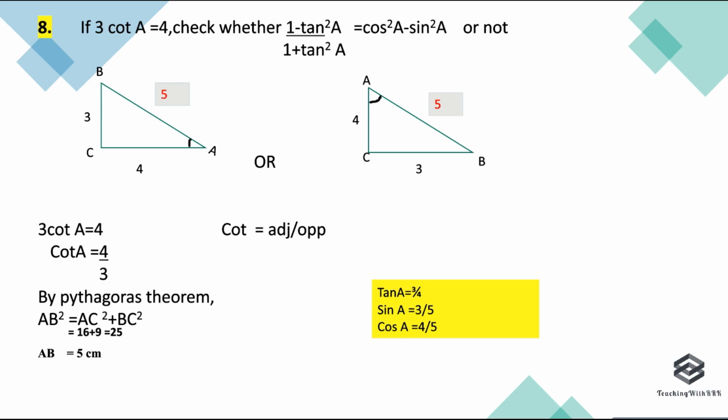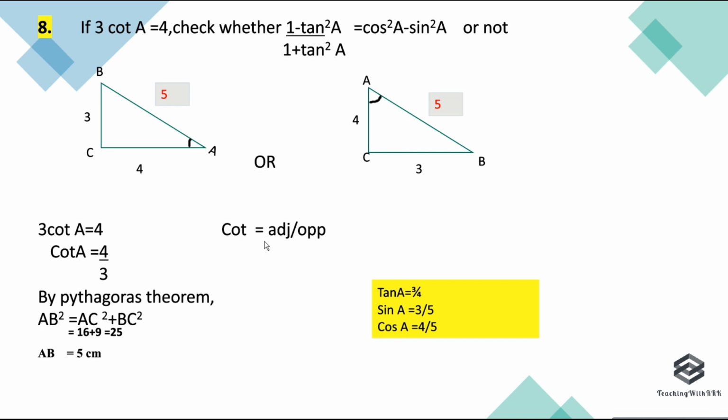Eighth question. If 3 cot A equal to 4, check whether (1 minus tan square A) by (1 plus tan square A) equal to cos square A minus sin square A or not. So we have LHS and RHS. First you draw a right angle triangle like this or this. In any question you can draw any of the right triangle. I already showed in my second slide. 3 cot A equal to 4, that is cot A equal to 4 by 3. What is cot A? Cot is adjacent side by opposite side.